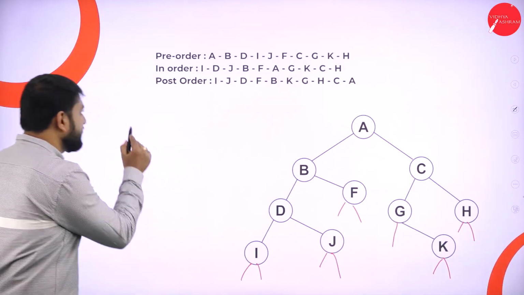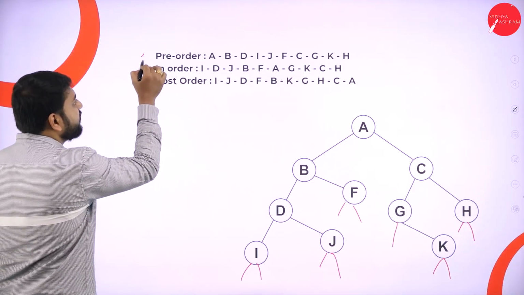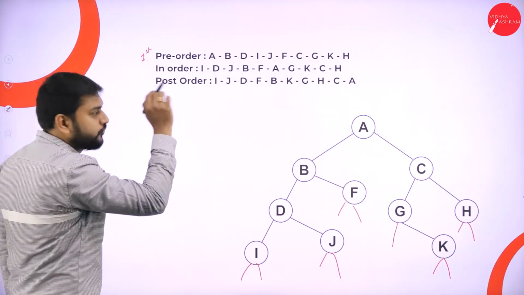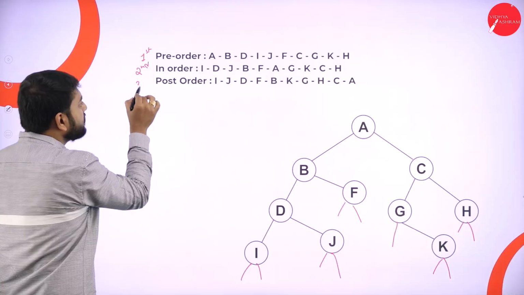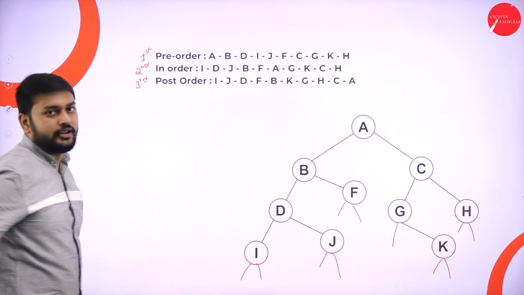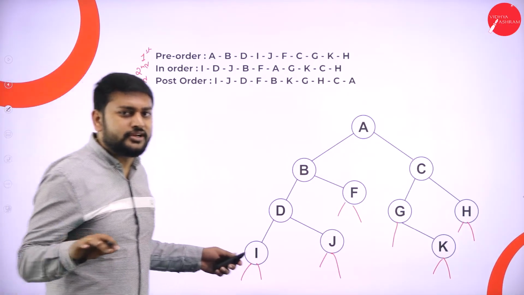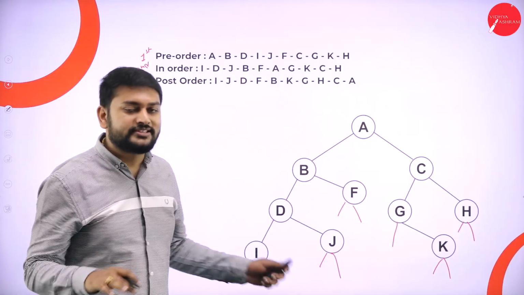So remember the trick, okay? Pre-order in the sense, first visit. First visit, you will write the pre-order. Second visit, you will write the in order. Third visit, you will write the post order. If you remember this, you are done with the traversing. So let me make it very simple to all of you.